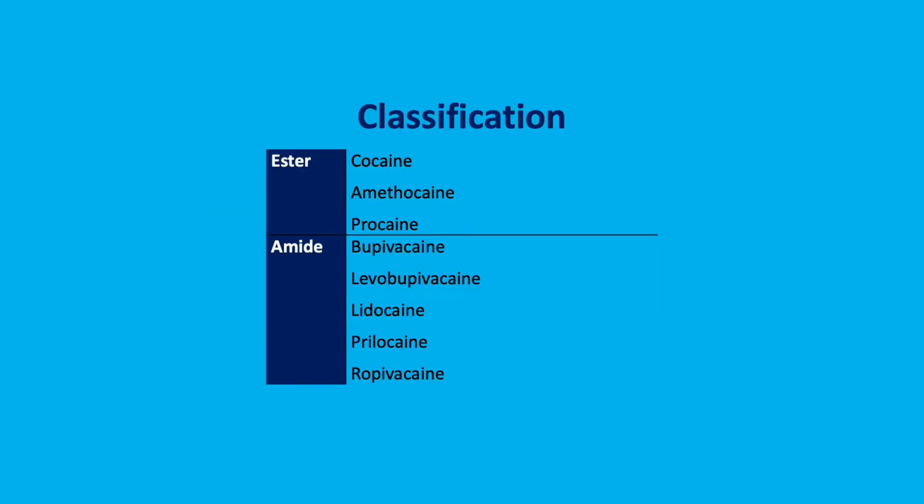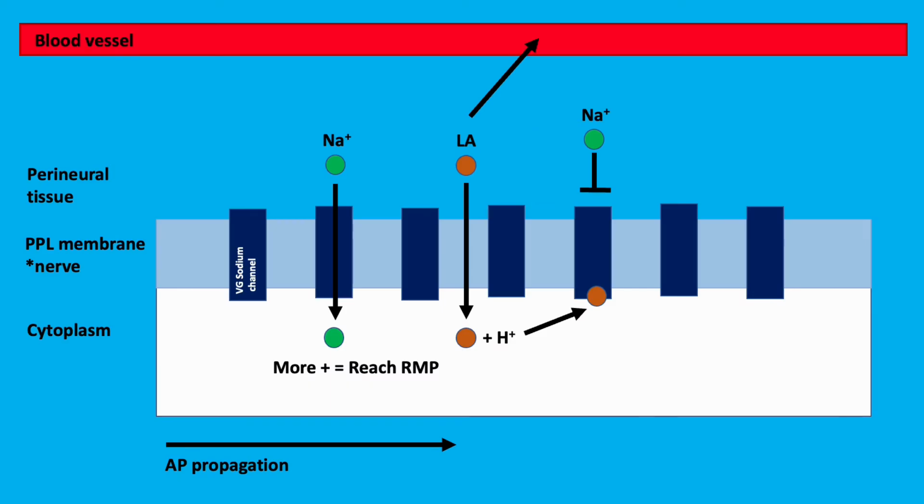Local anaesthetics can be classified into esters or amides. I call the esters the early ones, and these can be remembered as CAP: so cocaine, amethocaine and procaine. The amides are the more recent agents. How do local anaesthetics work? They bind to voltage-gated sodium channels.